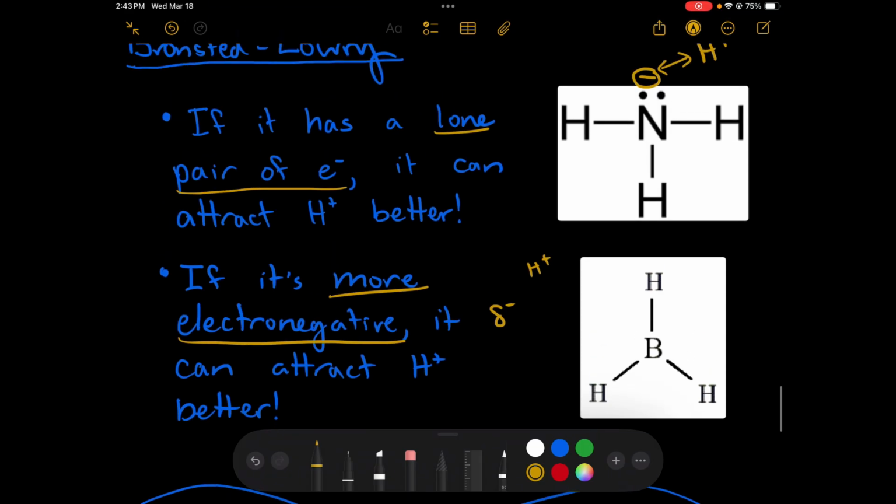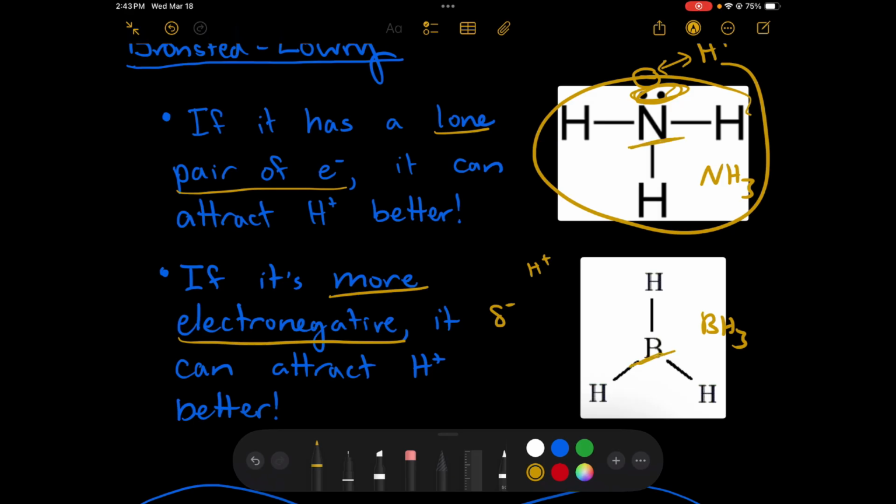So, looking at our two molecules here, we have NH3 and BH3. We can determine easily that this one is a stronger base. Why? Because it has a lone pair of electrons. That lone pair of electrons is immediately attracted to hydrogen. But again, even if it didn't, we would then evaluate the electronegativity of nitrogen versus boron and find that nitrogen is more electronegative, so this one would still be your stronger base.